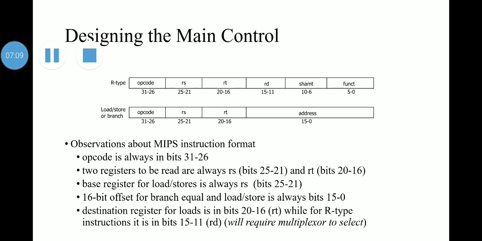The destination register is in one of two places. For a load, it is in bit positions 20 to 16, while for an R-type instruction, it is in bit positions 15 to 11. Thus, we will need to add a multiplexer to select which field of the instruction is used to indicate the register number to be written.